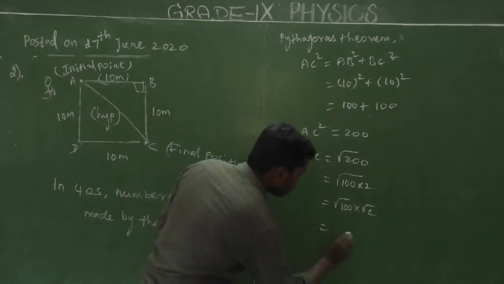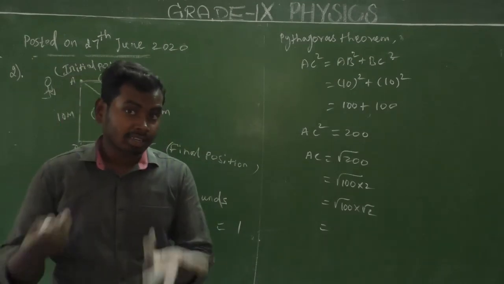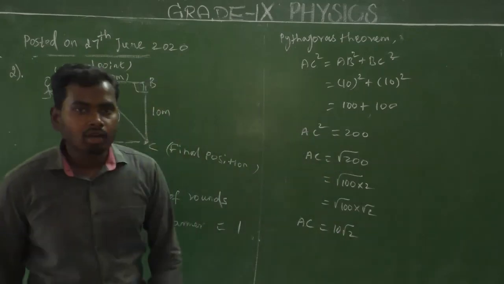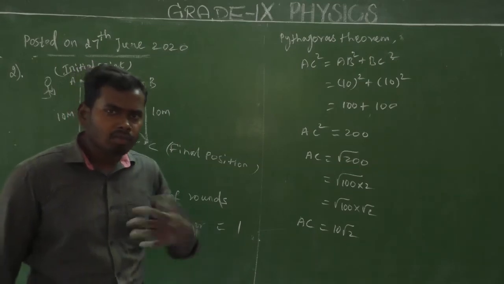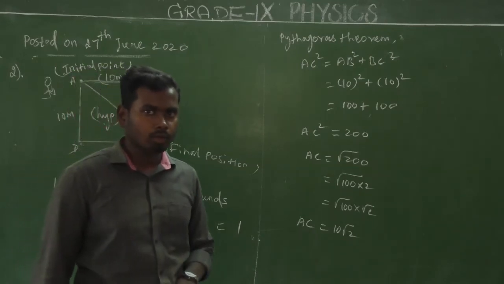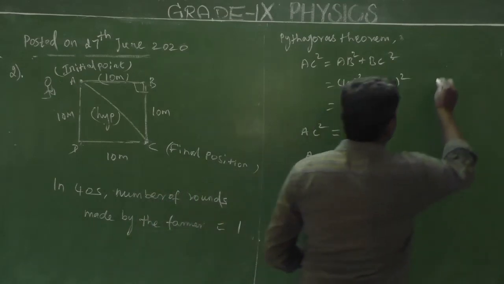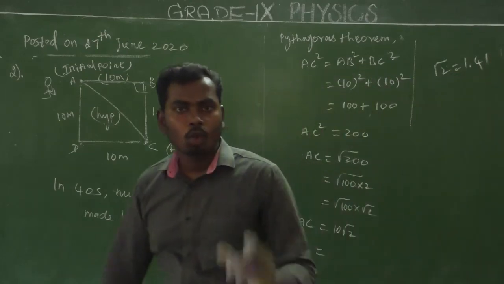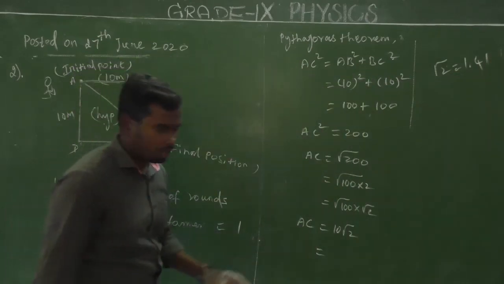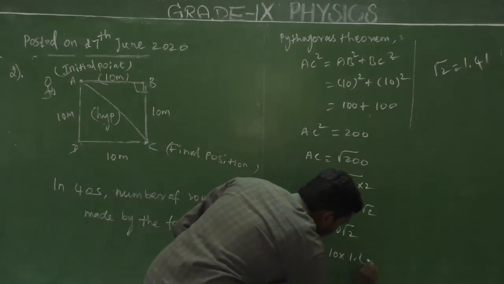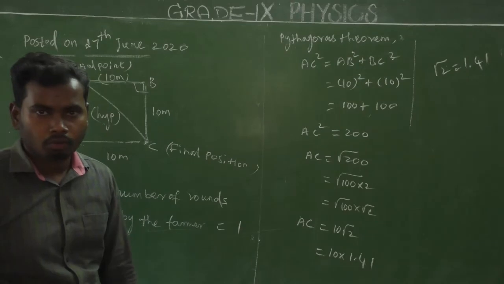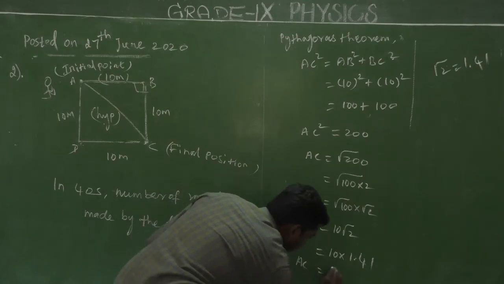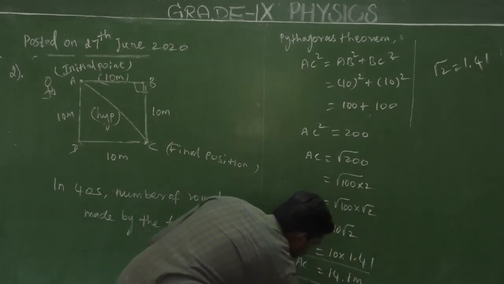So what is the root 100 value? Root 100 is 10. Then the root 2 value. So AC is equal to 10 root 2. But we know the root 2 value: root 2 is equal to 1.41. You substitute that value here. So we get 10 into 1.41, which is equal to 14.1. So AC is equal to 14.1 meters.